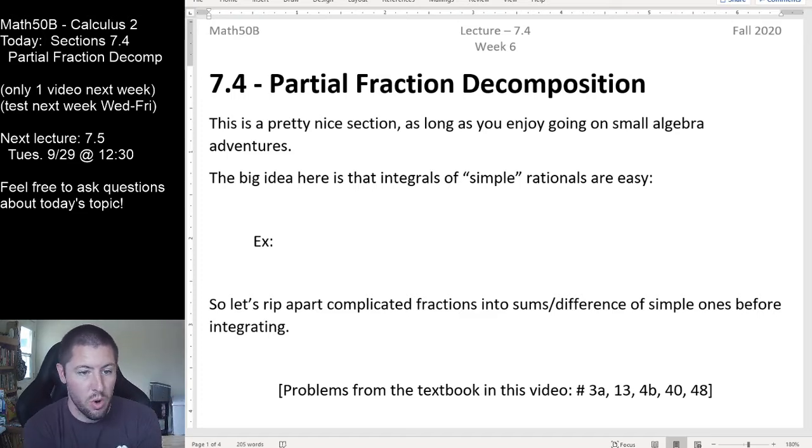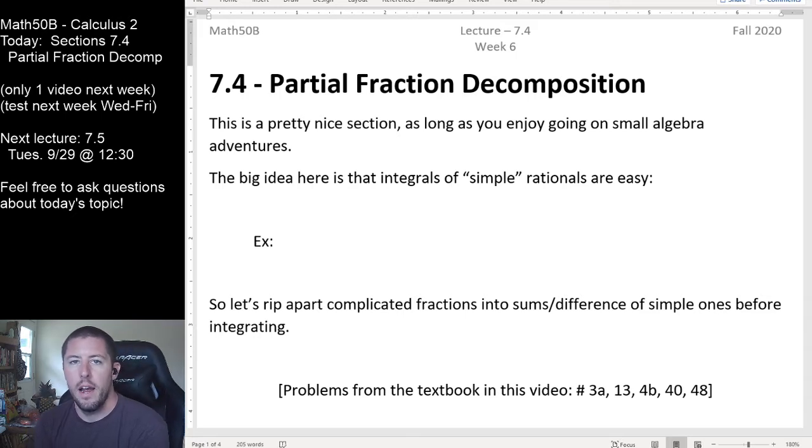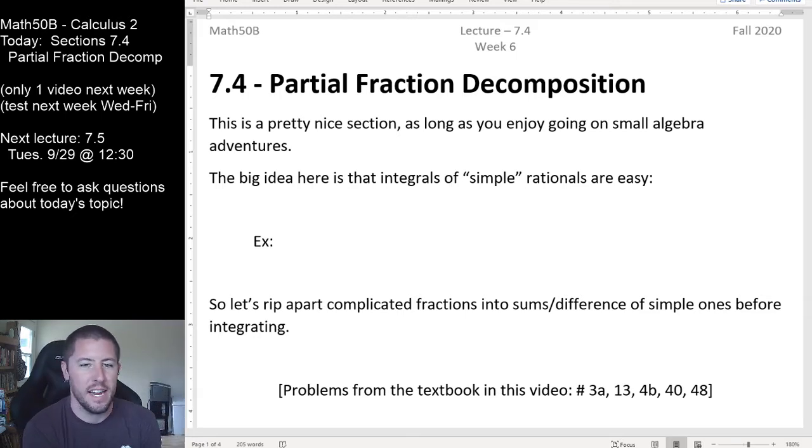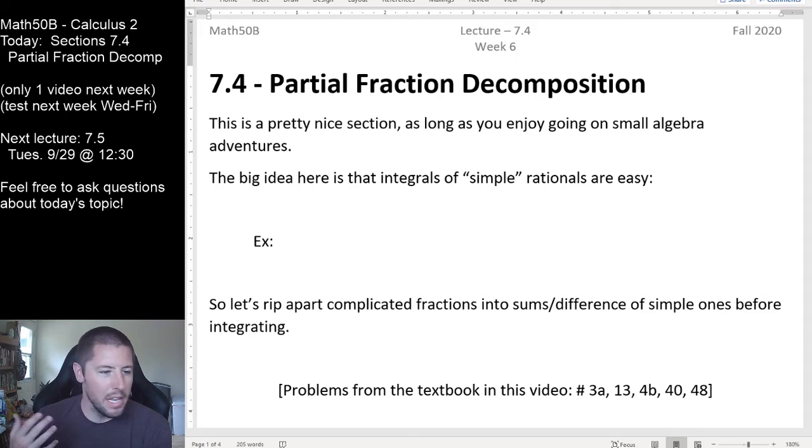Welcome to week 6. We are still in the middle of our chapter 7, looking at more of our integration techniques. Today, we're going to get a pretty nice technique. This is one that I've always appreciated. Partial fraction decomposition is one of those things that always takes some work, but the work itself is never really that bad. As with lots of things in this class, it's a lot more about staying organized than it is about thinking difficult thoughts.